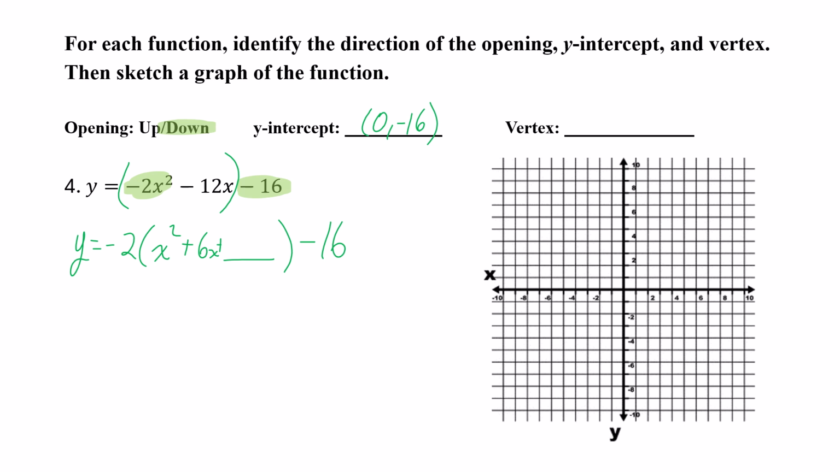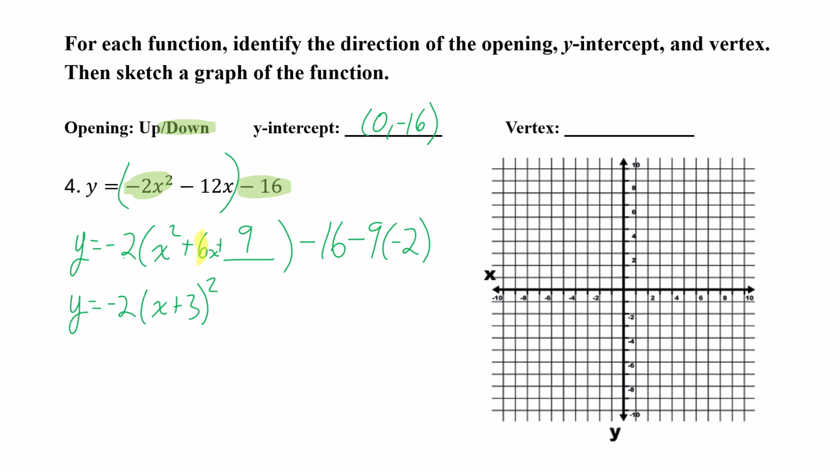Now, in completing the square, we're going to keep this the same. y equals -2 times. Now, we start with our linear term, in this case, 6. 6 divided by 2 is going to be 3. So our factored form is going to be (x plus 3) squared. And then when I square 3, we get 9. So we're going to add 9 to complete the square. But on the outside, we've got to subtract 9 times -2.